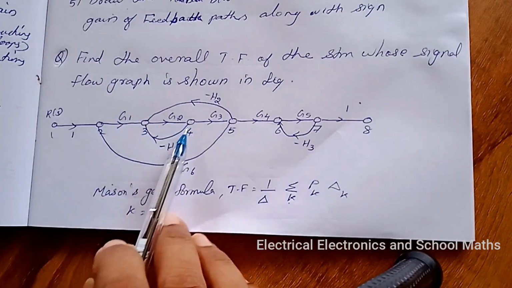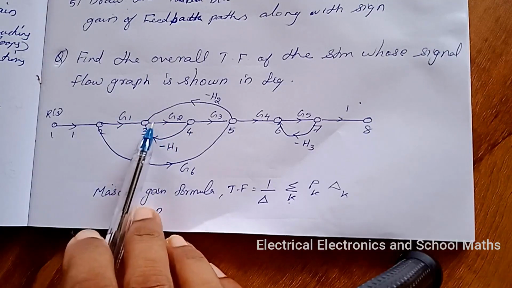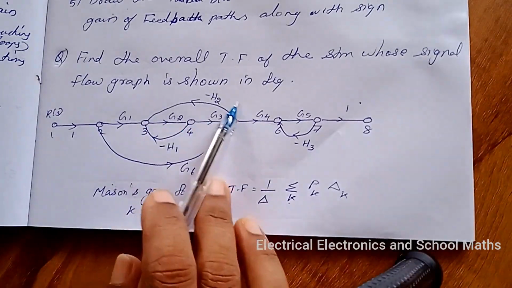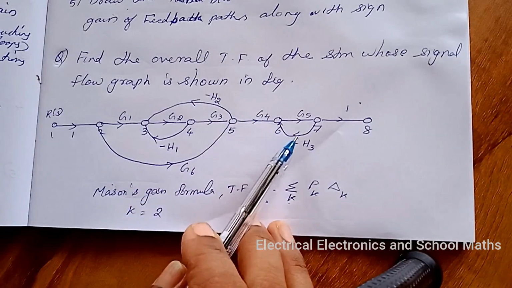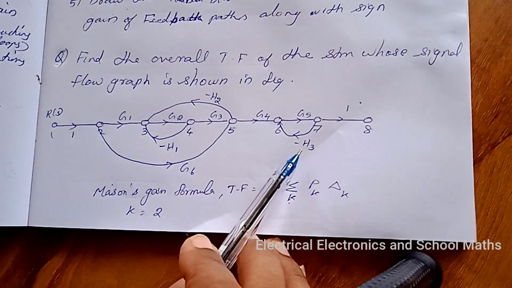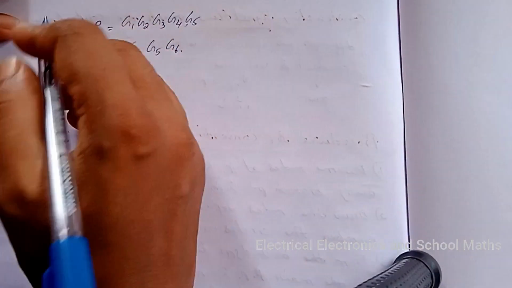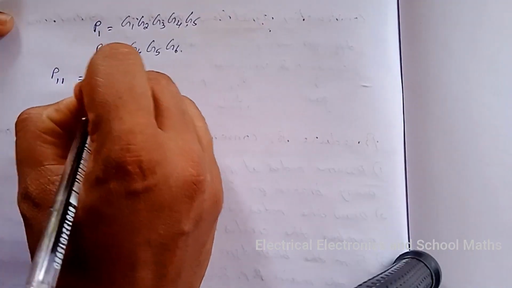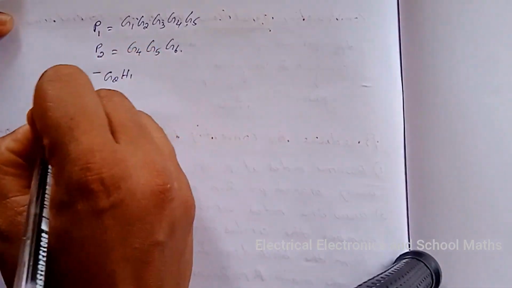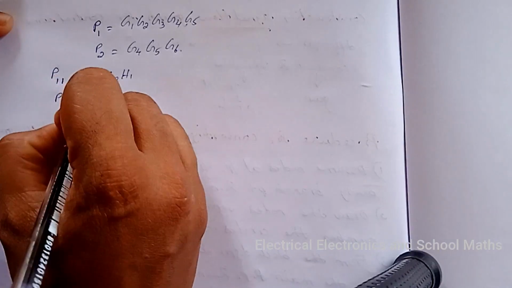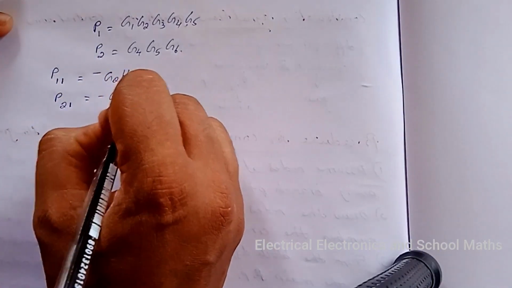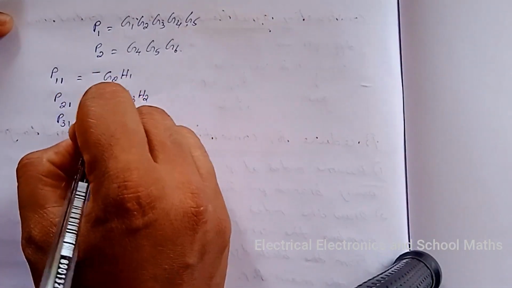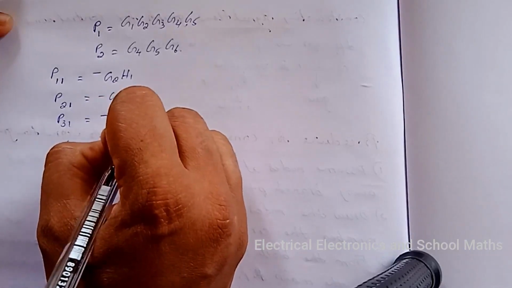For the first individual loop, the gain is G2 into minus H1. For the second one, G2 G3 minus H2. For the third one, G5 into minus H3. Let the individual loop gains be P11, P21, P31. So P11 is minus G2 H1, P21 is minus G2 G3 H2, and P31 for the third individual loop is minus G5 H3.